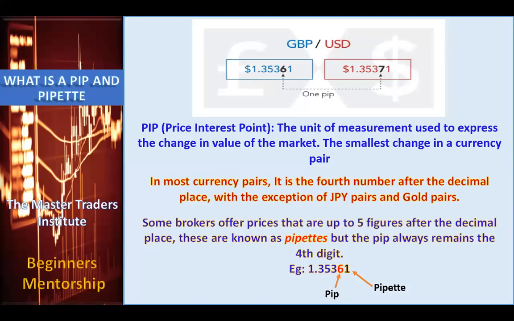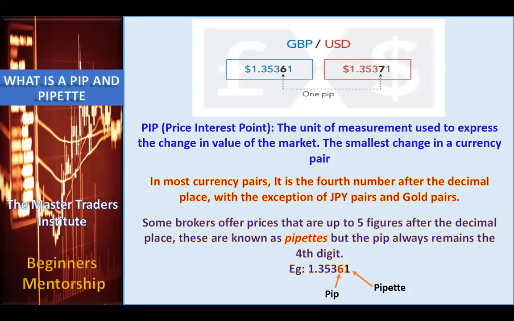Now, what is a pip? Pip is actually an acronym for price interest points. It is the unit of measurement used to express the change in value of the market. So for every single move that a currency pair makes in the market, it is actually measured in pips. Just like you measure your distance in kilometers, you measure length and width, you measure height and all those things, the measurement of every single movement made by a currency pair is done in pips.